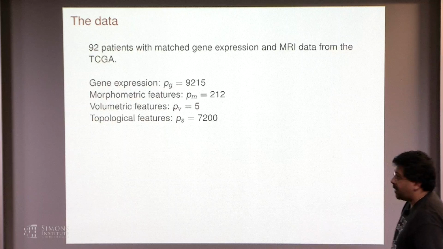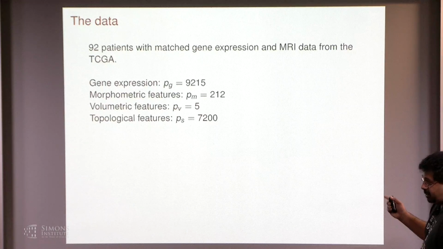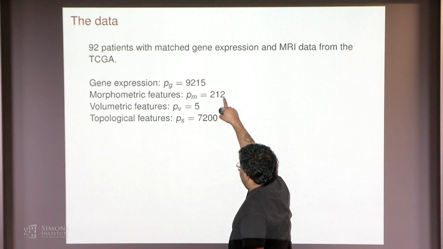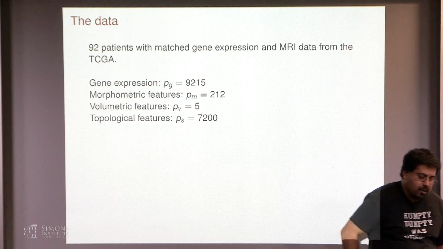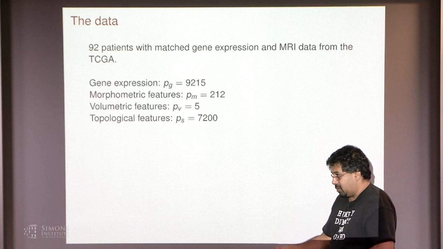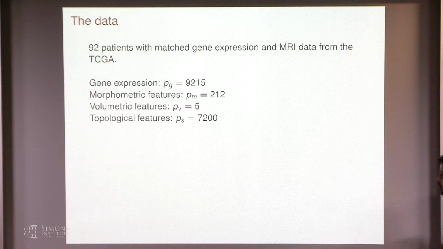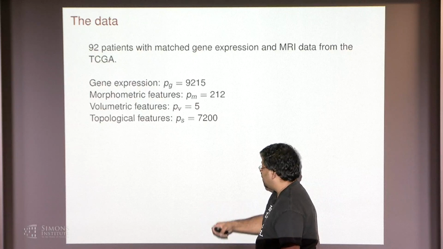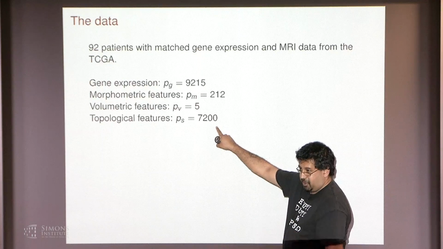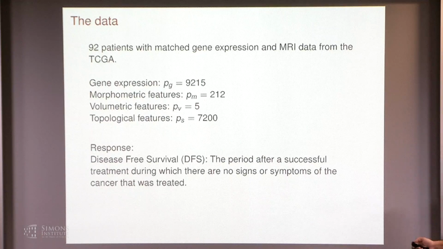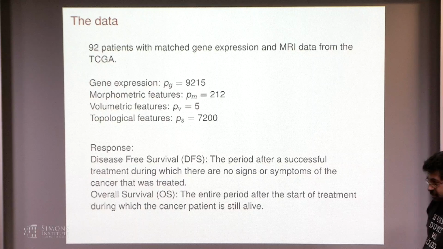So I have 92 patients. They have matched gene expression and MRI data. This is my gene expression data. This is a set of morphometric features that oncologists and radiologists decided to use. And they use it in a lot of these TCGA papers where they combine imaging with genomics. These are 5 simple features, like how big it is, how skewed it is. And this is 7,200. So these are the collection of our topological features. And we have 2 responses, disease-free survival and overall survival.